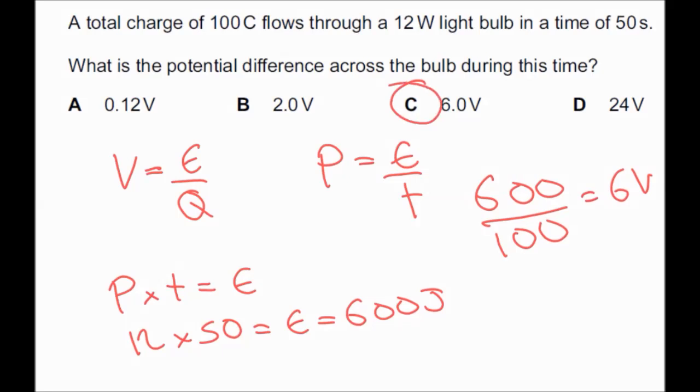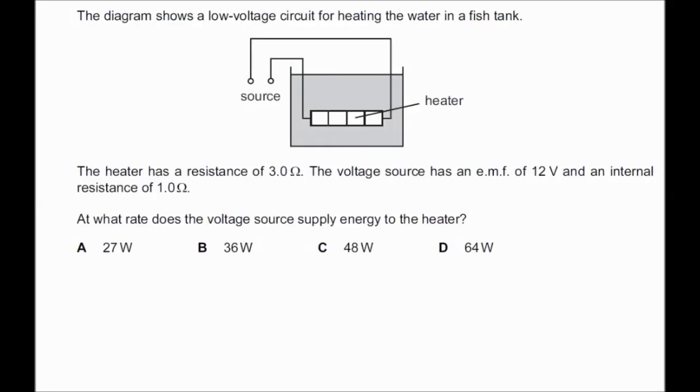The diagram shows a low voltage circuit for heating the water in a fish tank. The heater has a resistance of 3 ohms, the voltage source has an EMF of 12 volts and an internal resistance of 1 ohm. At what rate does the voltage source supply energy to the heater?